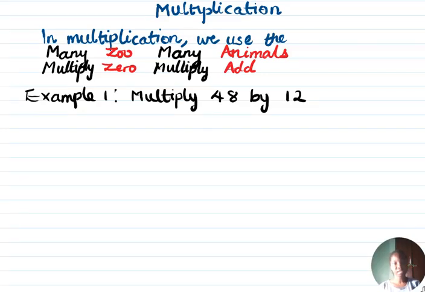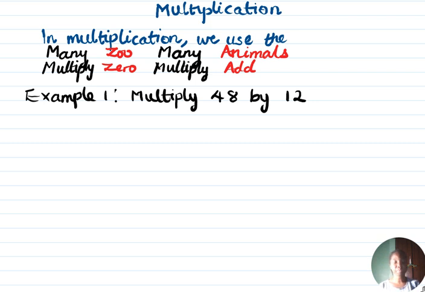Today's class, we are going to be talking about multiplication. In multiplication, we use the "many zoo, many animals" method. That is, multiply, zero, multiply, and we add.